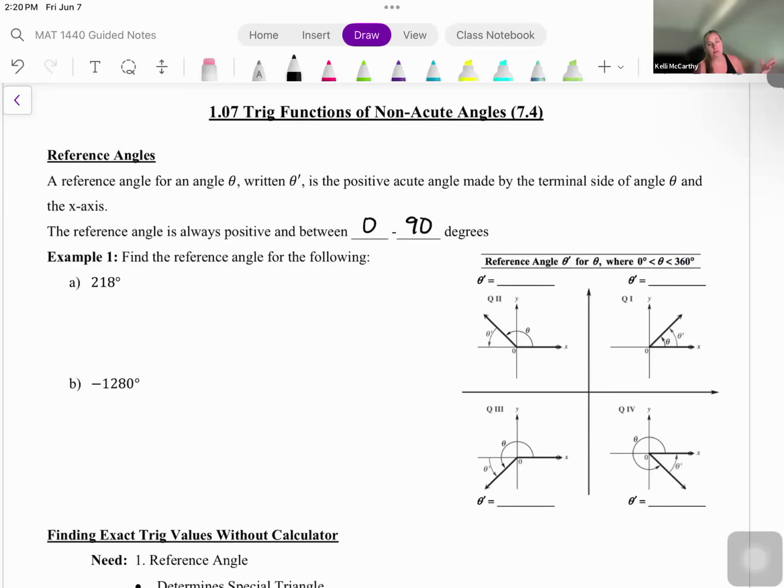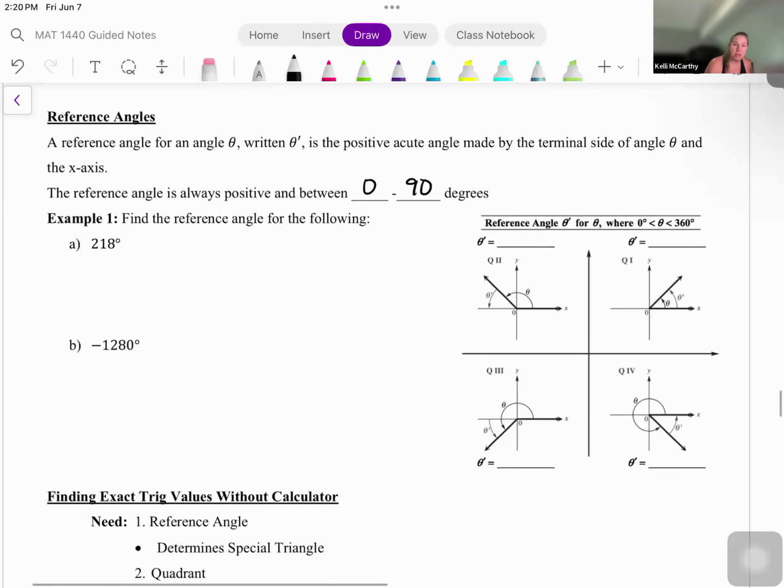A reference angle is always positive and between 0 and 90 degrees. We'll use reference angles because, if you remember from that last video, we have a nice table of all the trig function values for those acute angles between 0 and 90 degrees. First, let's just practice finding reference angles.